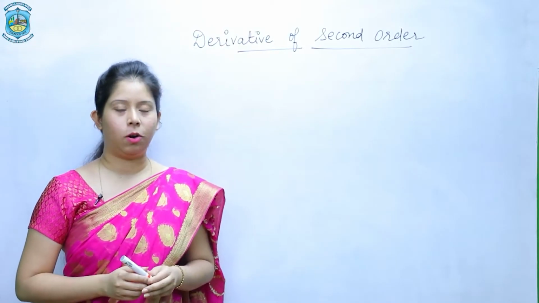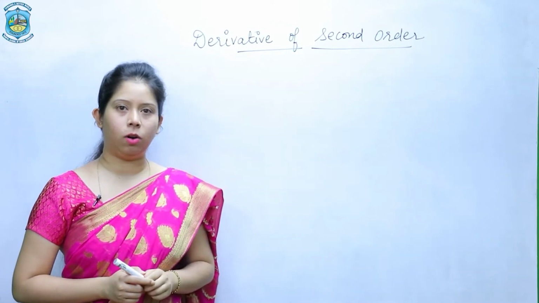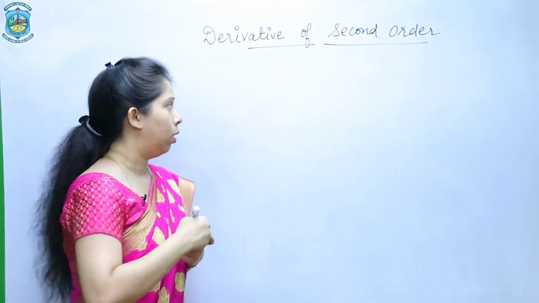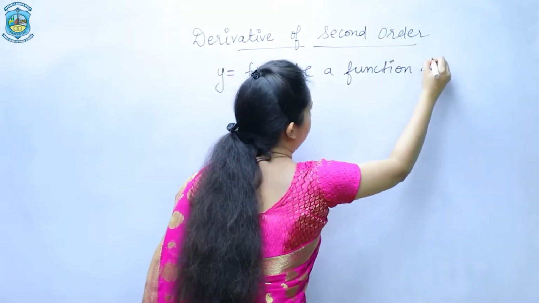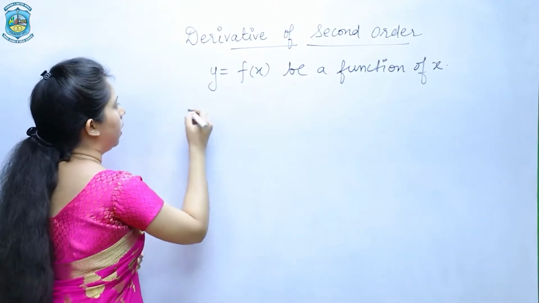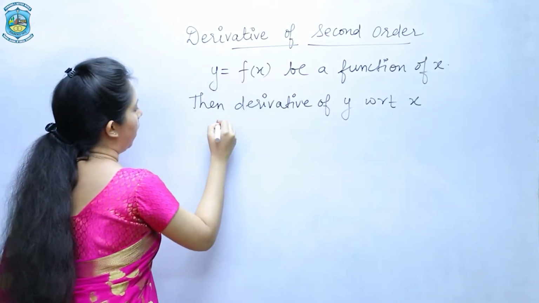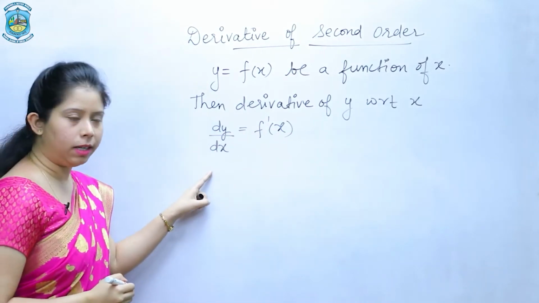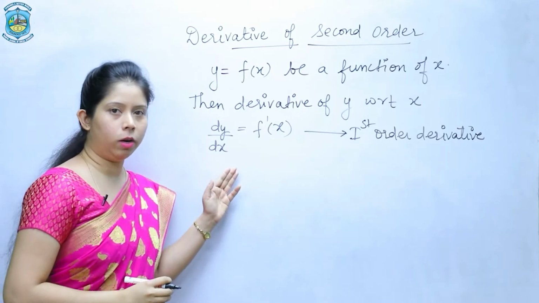So, the very first topic of today's session is derivative of second order. By derivative of second order, we simply mean the derivative of first order derivative. Suppose y is equal to f of x be a function of x, then the derivative of y with respect to x is dy by dx, and that is equal to f dash x. Now, this dy by dx is known as the first order derivative.